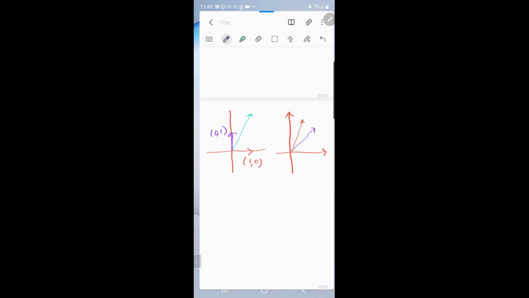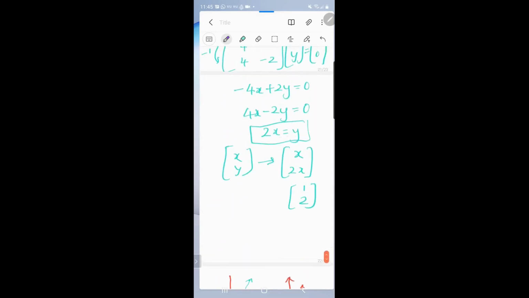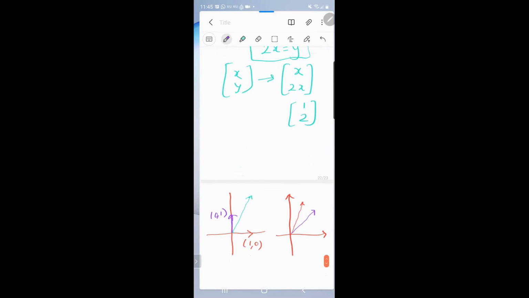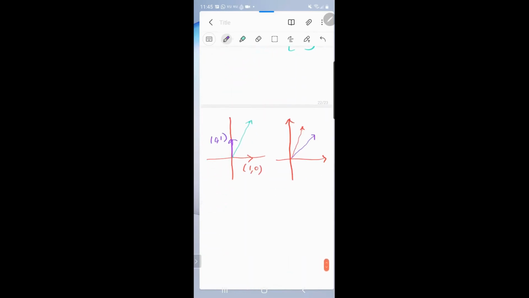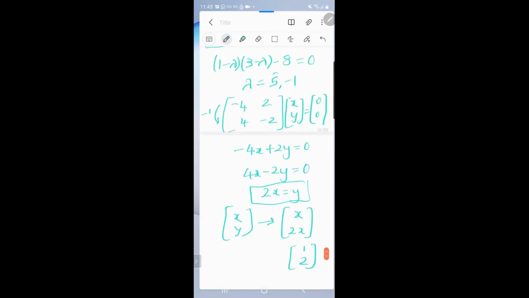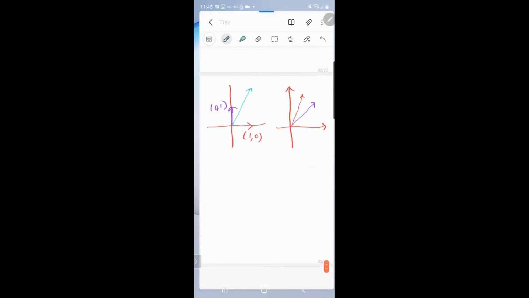Yeah, it's x minus 2y, or 2x minus y. So this particular vector got multiplied by 5 times because the value was 5, right? So the vector 1, 2 got multiplied by 5 times. So 1, 2 getting multiplied by 5 times would go to 5, 10. So 5 is somewhere here, let's say, and 10 is somewhere here.